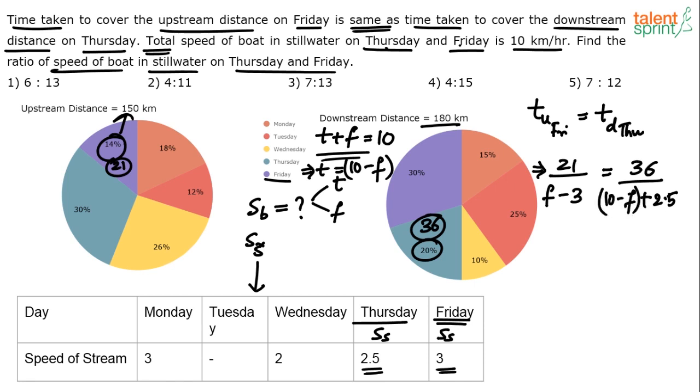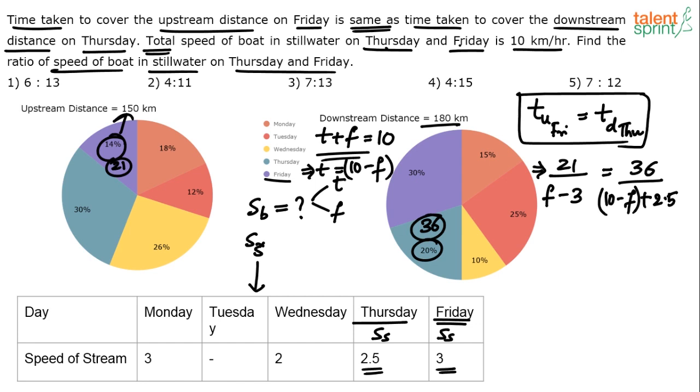Now from this, can you solve for F? Yes. I repeat, the given question says time taken to go upstream on Friday is equal to the time taken to go downstream on Thursday. The time is equal to distance by speed, like we all know. So distance upstream on Friday is 21. Distance downstream on Thursday is 36. Upstream speed is speed of the boat minus speed of the water. Speed of the boat on Friday is F. Speed of the water on Friday is 3.